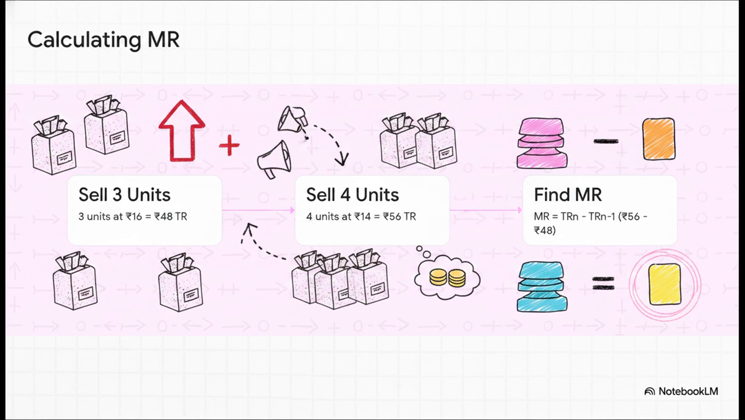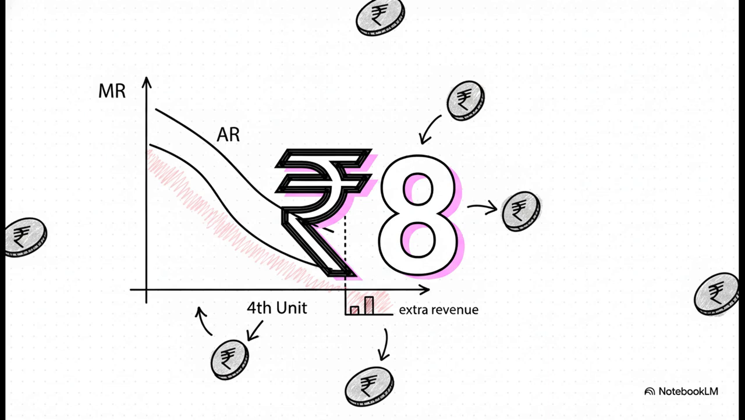To find your marginal revenue, the actual extra cash from selling that specific 4th unit, we just subtract the old total from the new total. 56 minus 48. But here's the kicker. The extra revenue generated by that 4th unit, it's only 8 rupees. Wait, hold on a second. We've got a serious mathematical mystery on our hands here. How is it even possible that the price tag of that 4th unit, your average revenue, is 14 rupees, but the actual extra cash you get to put in your pocket, your marginal revenue, is a measly 8 rupees? Seriously, where did the other 6 rupees go?